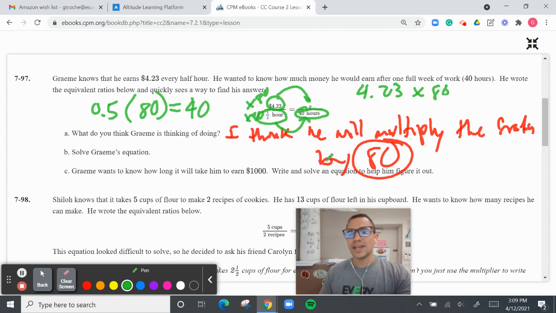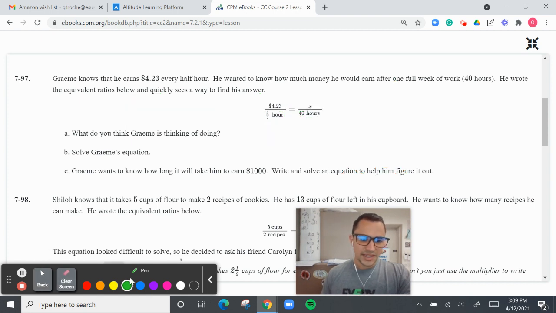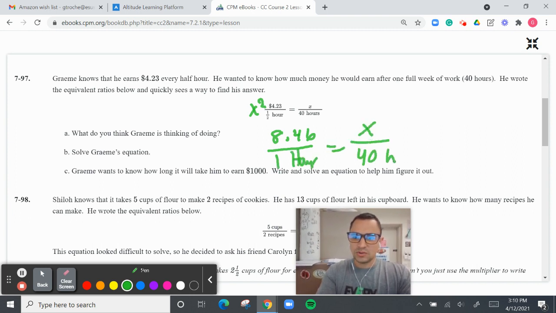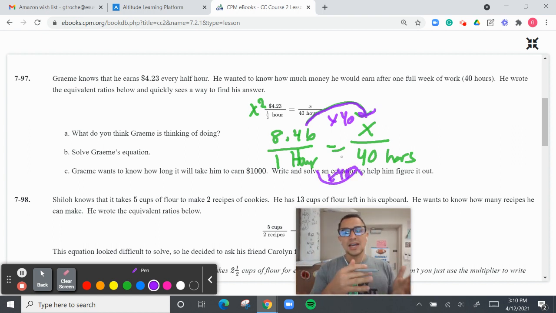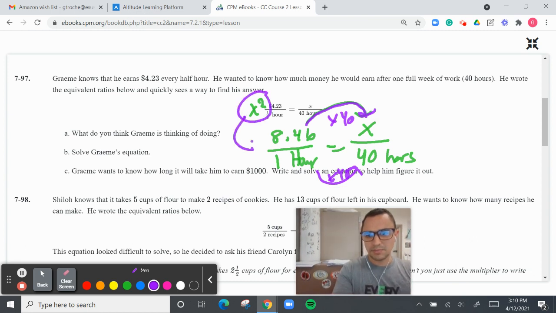The other way I was thinking about doing, which I think is maybe a little bit easier to see, is to multiply this by 2. So then I have 846 for 1 hour, and that gives me X is 40 hours. And then you can multiply by 40. So it's the same thing as multiplying by 80, but now it's a little more clear that we multiplied by 2, and then we got to this next one. So solve the equation. So that is going to be 1 is 40. So we just have to multiply by 40.